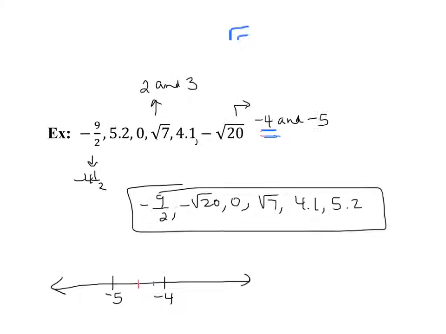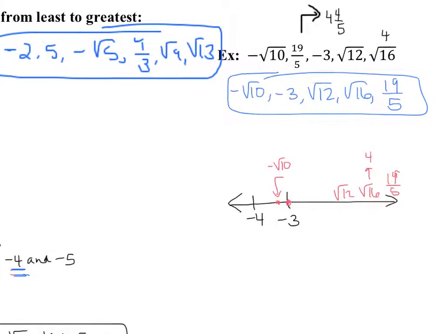So for this first one up here, I know that I'm going to have two negatives I need to compare. So here's negative 3, and then the negative square root of 10 falls somewhere between negative 3 and negative 4, so it's going to be to the left of this one. So I know it's going to go negative square root of 10, negative 3. Square root of 16 I know is 4. Square root of 12 has got to be less than the square root of 16, and 19/5 is 4 4/5, so that's got to be bigger than 4. So that's your final answer to that one.